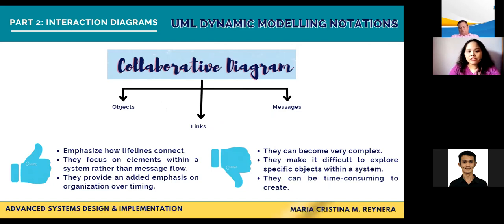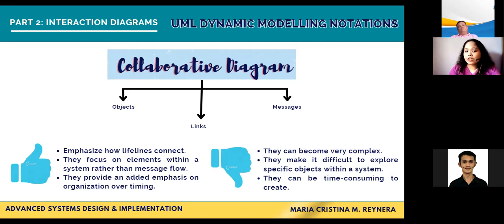On the other hand, if we talk about the collaboration diagram, we talk about three parts: objects, links, and messages. For the objects, in a collaboration we have two things: the supplier and the client. The supplier is the object that supplies the methods. The clients are the ones that call methods on the objects and therefore send messages.